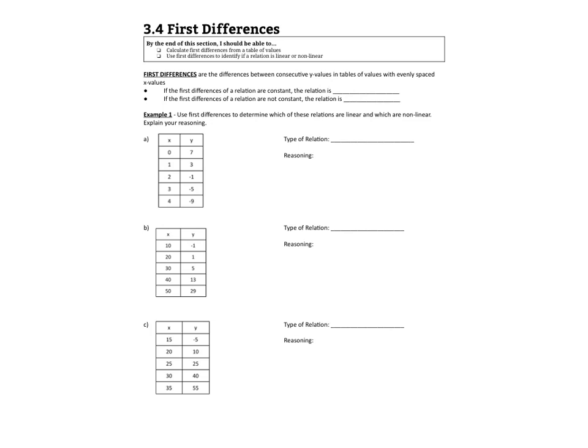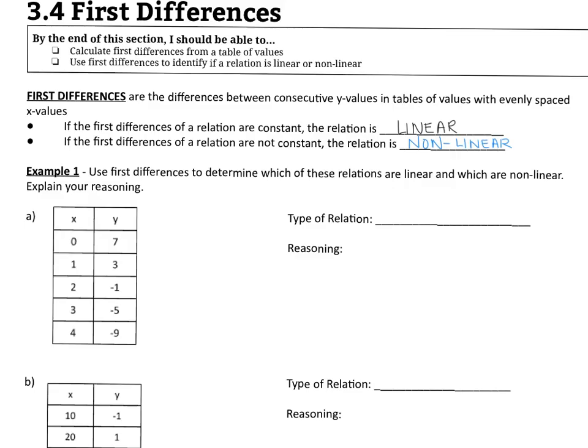In order to do that, we can use a concept called first differences in order to figure out the type of relation we are dealing with. When we calculate first differences, we are focusing only on the y values that are given to us in a table of values. And so when we calculate our first differences, if we find that first differences are constant, meaning we get the same number showing up in our calculations, we can then state that the relation will be linear.